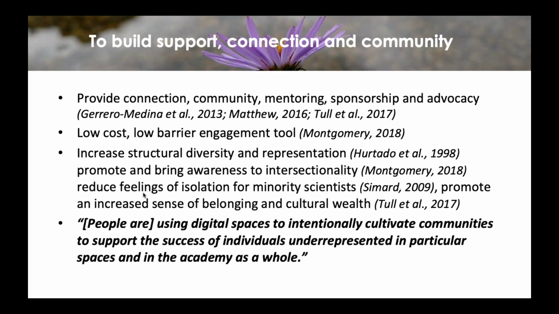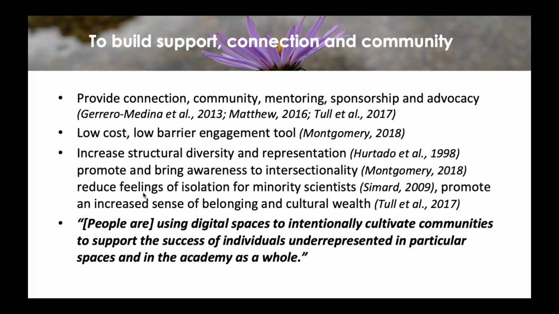So, one of the main things that we want to do as 500 Women Scientists is make sure that we're building support, connection, and community with our online presence. There's a lot of literature that talks about how we can use social media in positive ways to do things like provide connection, community, mentoring, sponsorship, and advocacy. We can increase structural diversity and representation, promote and bring awareness to intersectionality, reduce feelings of isolation for minority scientists, promote an increased sense of belonging and cultural wealth. And of course, social media is a low cost, low barrier engagement tool. So these are all things that are very aligned with our mission and values at 500 Women Scientists. So we really want to utilize the tool of social media as best we can.